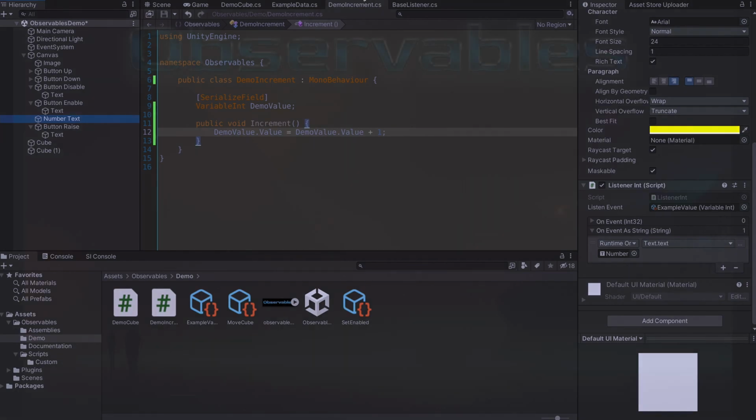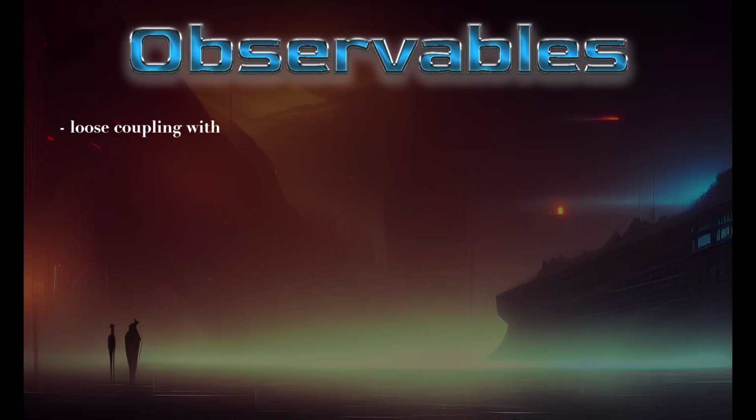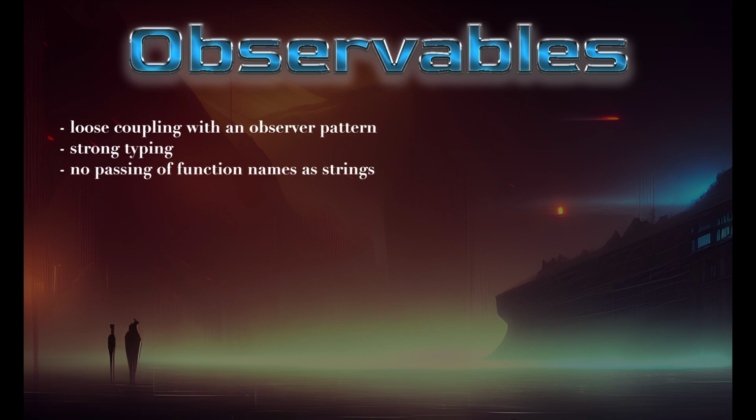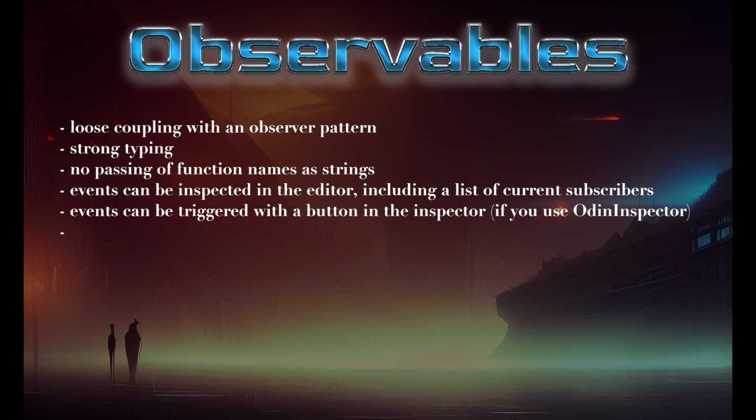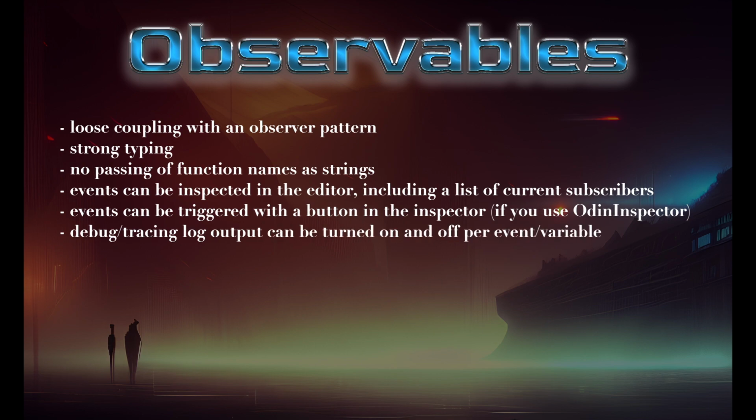The key advantages of observables. Thanks to loose coupling, strong typing, and no need to pass function names as strings anymore, you will have fewer bugs in your code. Also, your whole event system becomes more transparent. You can inspect events in the editor, including a list of current subscribers. You can trigger them or change values in the editor, and you can enable debug output per event.